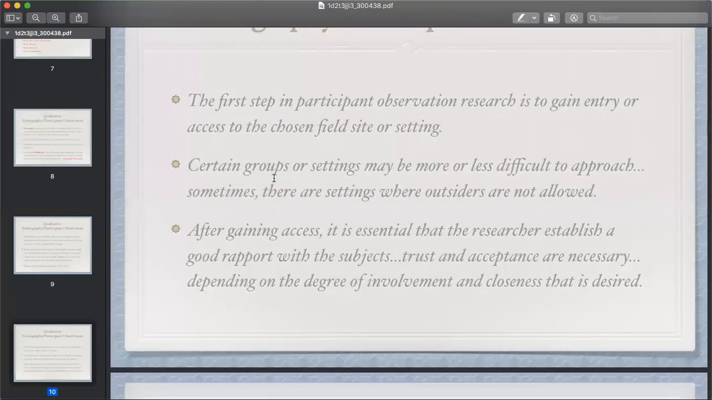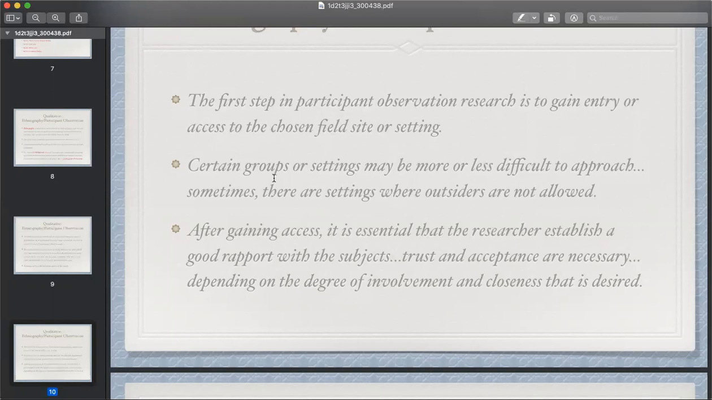So one of the first steps, one of the key challenges associated with ethnography or participant observation research is, how do I gain entry? How do I gain access to the field site, to this group of individuals? As we know, certain groups, certain settings may be less difficult to approach as opposed to other settings where outsiders are met with hesitation and distrust. So you have to figure out what it is that's going to gain entry into this group. And there's no magic pill, right? There's no universal approach to gaining entry into a particular group. It's contingent on the situation at hand.